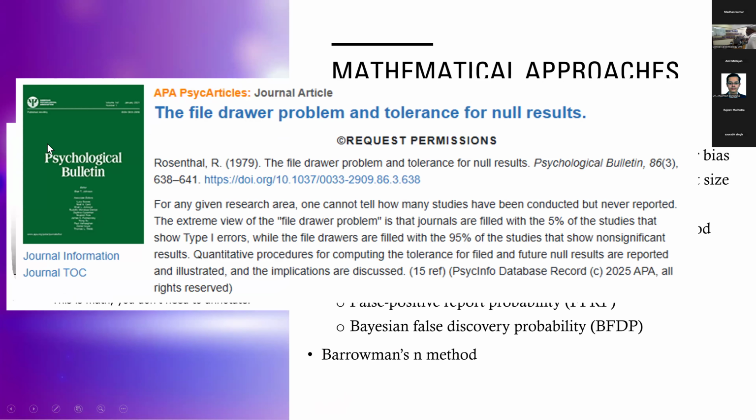This is a beautiful article written by Rosenthal in 1979, published in the APA Psychological Bulletin. It's a simple concept. So, imagine that you have actually 100 studies and your search strategy found 5 studies, and all those studies were actually type 1 errors, meaning those 5 studies concluded that treatment A is better than B. Actually, they are just by chance finding out A is better than B, they are all type 1. The remaining 95 studies your search did not find. Where are they? They are kept safely in a drawer.